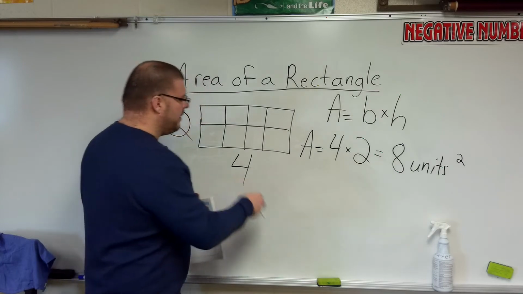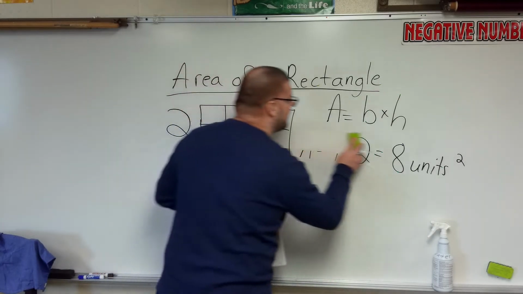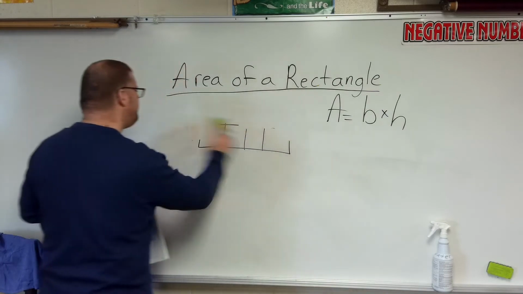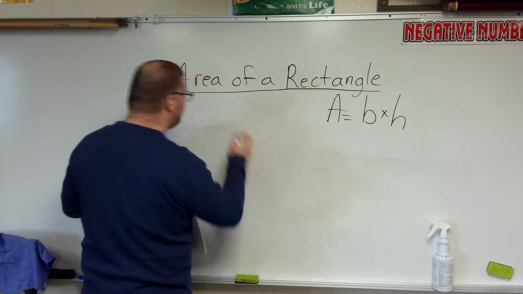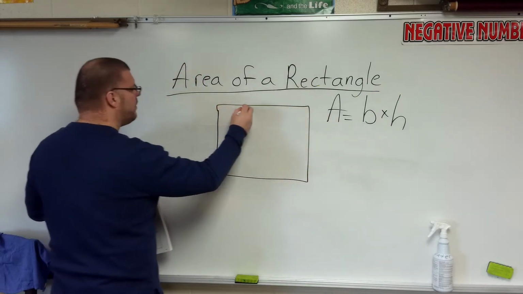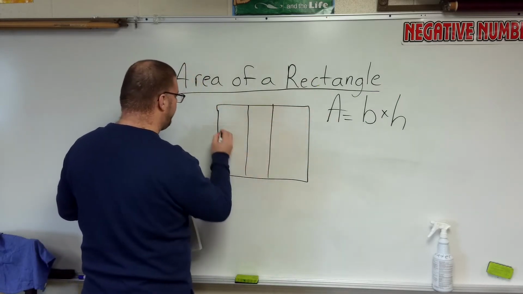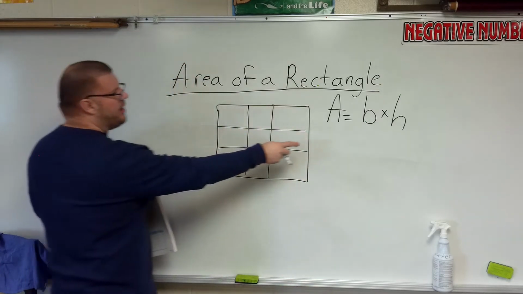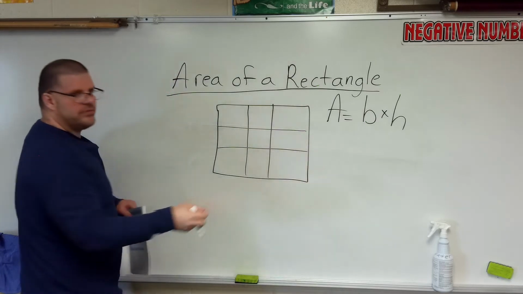Okay? Let's look at letter B. So, erase this. Letter B, we have 3 going this way, and we have 3 going this way. Well, start with my base. My base is how many blocks?